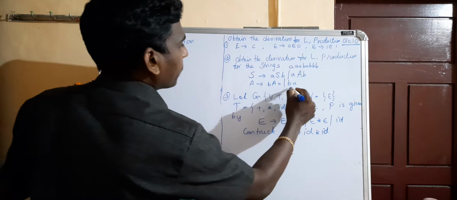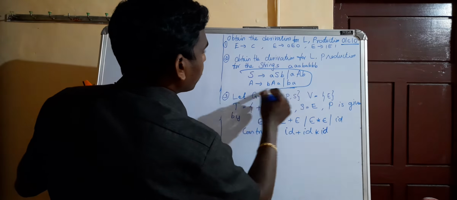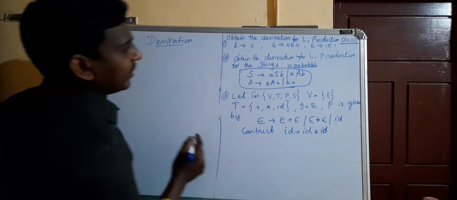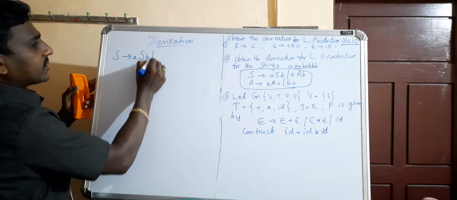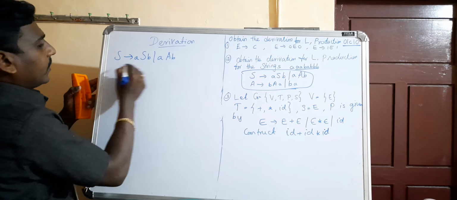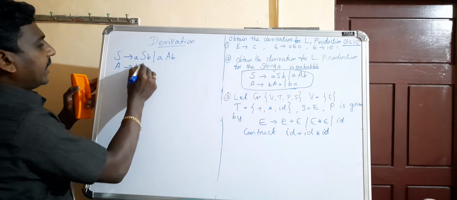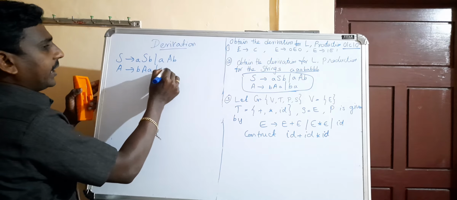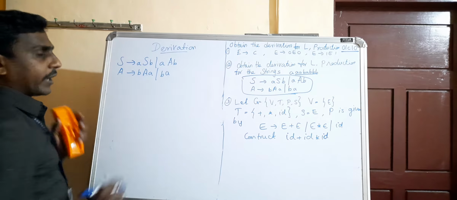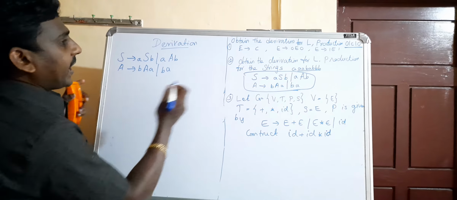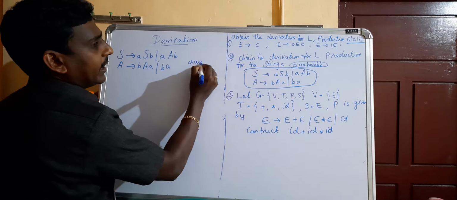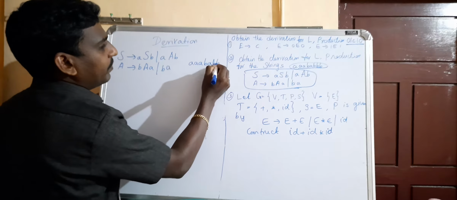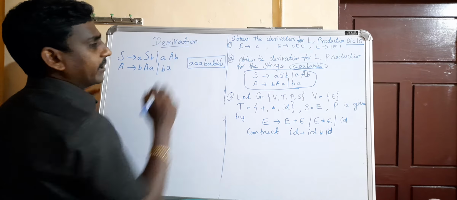See this one. Okay, you take this grammar. The given string is A, B. So I will explain it here. S tends to ASB slash AAB and A tends to BAA slash BA. Now they are asked to find the string from this grammar: AAA, BA, BBB. This string they are asking to find.